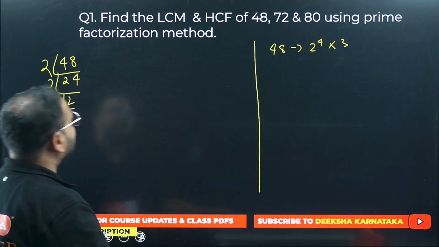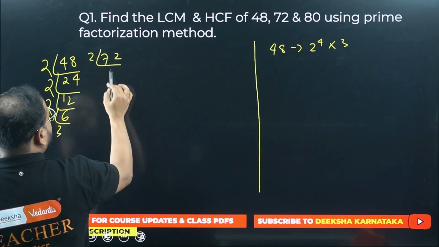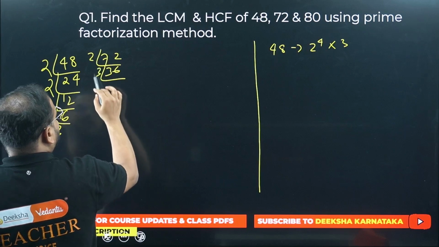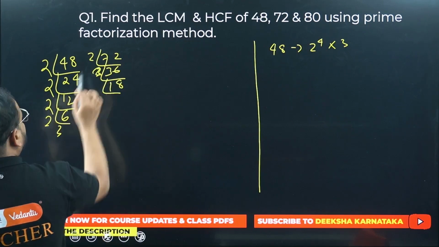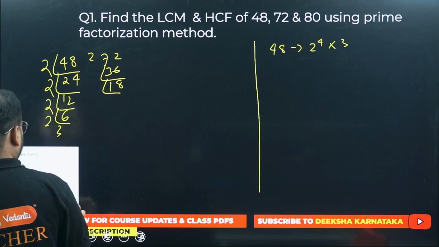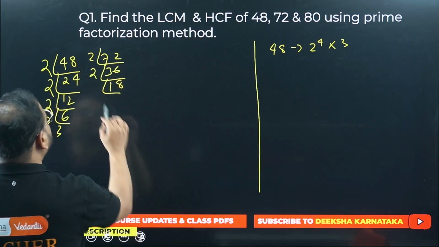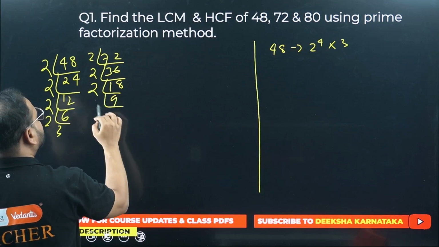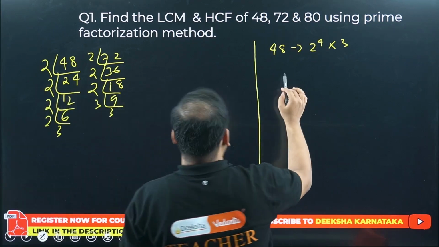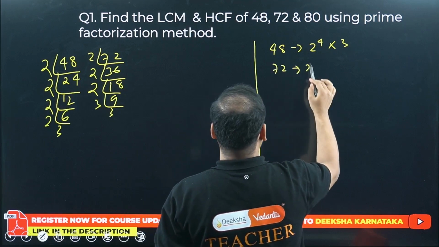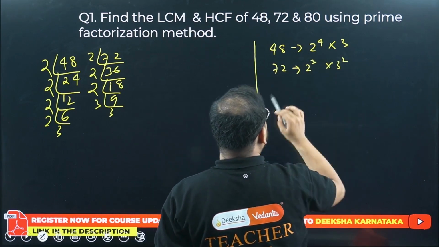Next, 72. I can divide by 2 to get 36, again by 2 to get 18, and again by 2 to get 9, then 3 with 3. I'll write it again, no problem. So for 72 I have 2 power 3 and 3 power 2.